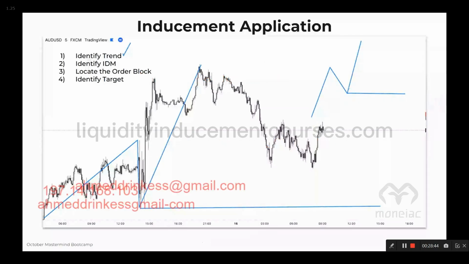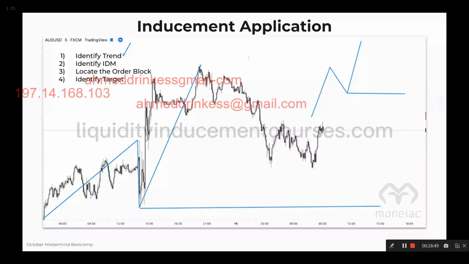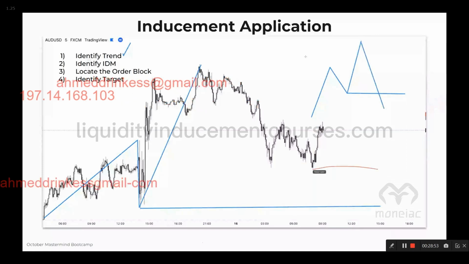Because at this point in time, we might not know if the range can be broken or if it's going to be respected. So now that we've identified our type 1 inducement, where is our type 2? The type 1 assumes that the range is going to be broken, whereas type 2 tells us that the range could actually maintain.